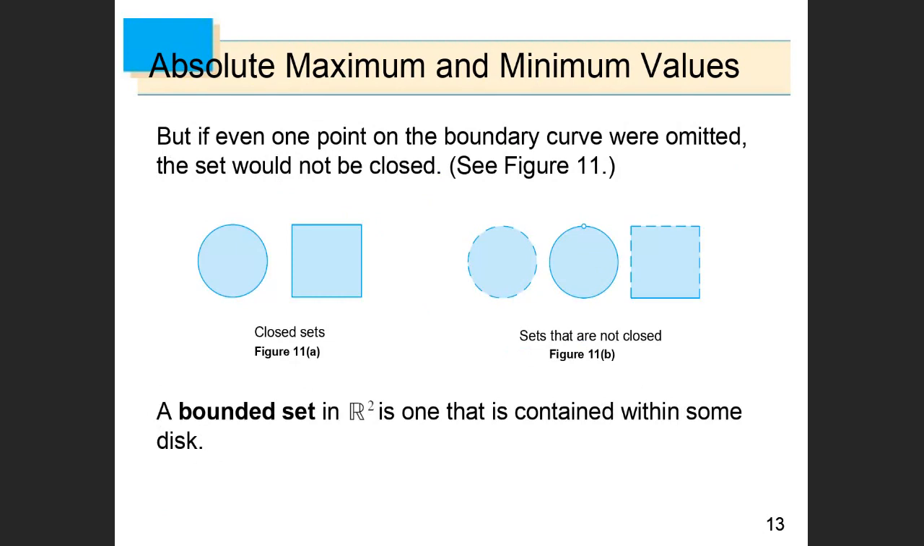So, absolute maximum and minimum values. But even if one point on the boundary curve were omitted, the set would not be closed. Okay? So these are closed sets. You see this maybe if you take a more advanced course in topology or set theory, where we talk about closed sets and stuff like this. For those who take minors or majors in math, it's fundamental.